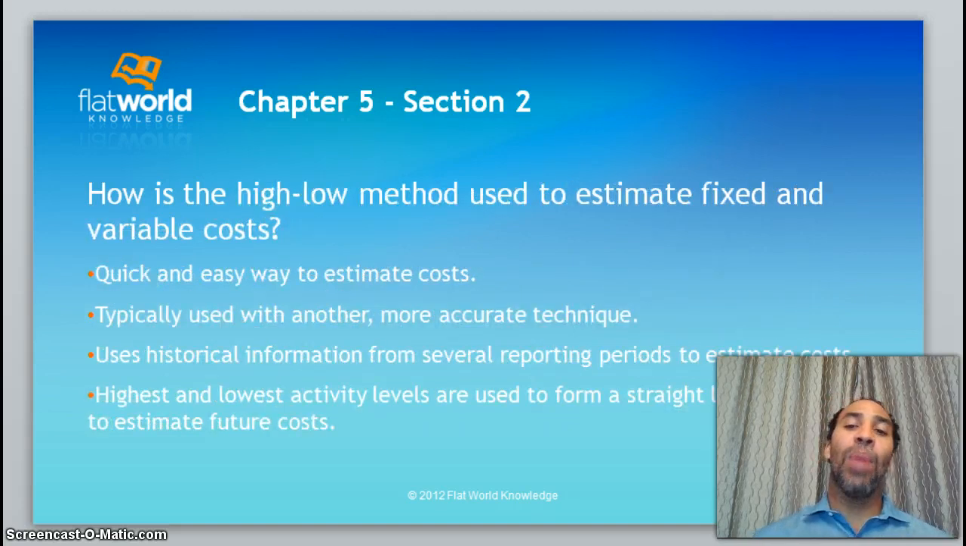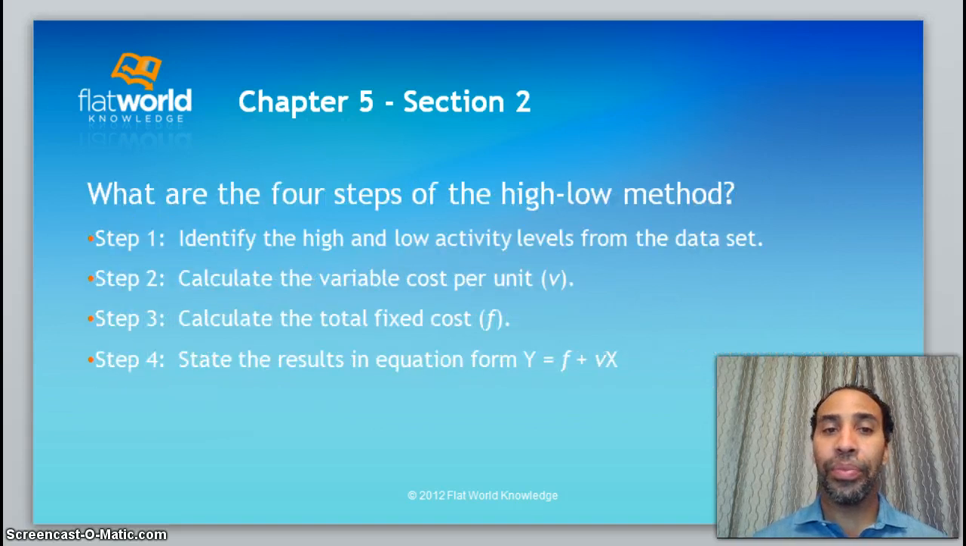So how is the high-low method used to estimate fixed and variable costs? It's a quick and easy way to estimate costs. It's typically used with another more accurate technique and uses historical information, right? So information that's already taken place from several reporting periods to estimate costs. Highest and lowest activity levels are used to form a straight line that is then used to estimate future costs.